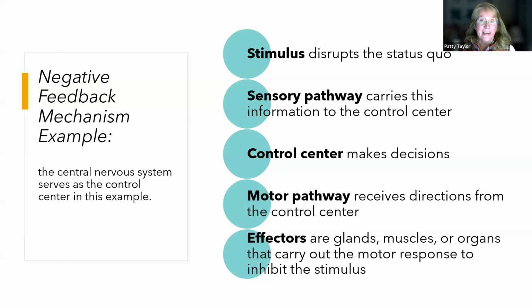Keep in mind the word negative implies that we are stopping, canceling, or inhibiting what is happening to put us outside that narrow range. So in the human body, muscles such as smooth muscle or cardiac muscle may be effectors. Glands such as sweat glands may be effectors, and organs. So we're looking at involuntarily controlled parts of our body playing the role of effector.